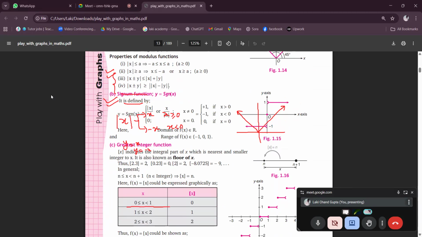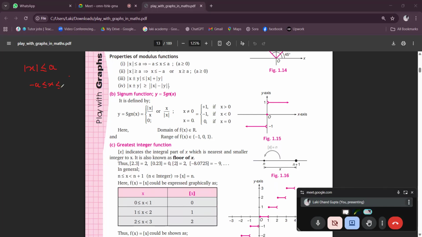You have to learn some important properties of mod x. If mod x is less than or equal to a, then x lies from minus a to plus a. Very important. This is the first property. Write the properties of modular function.